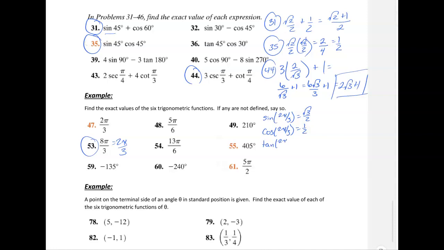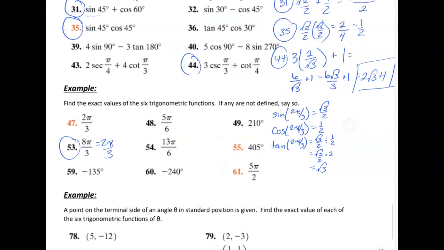Tangent of 2 pi over 3. Remember, it's the y divided by the x, so it's square root of 3 over 2 divided by 1/2, which is square root of 3 over 2 times 2, which is square root of 3. And now that I know those three, I can find the other three pretty easily.